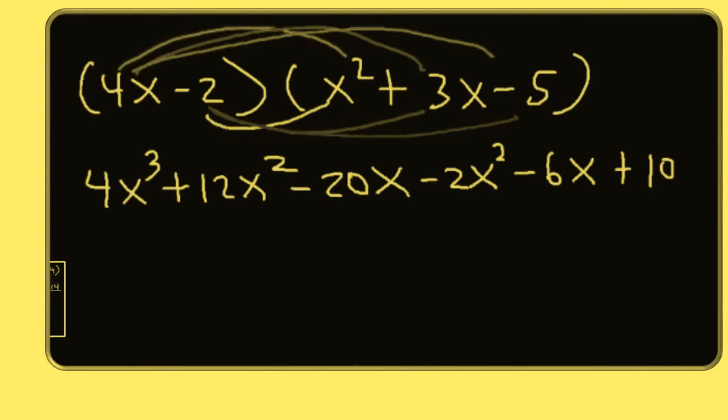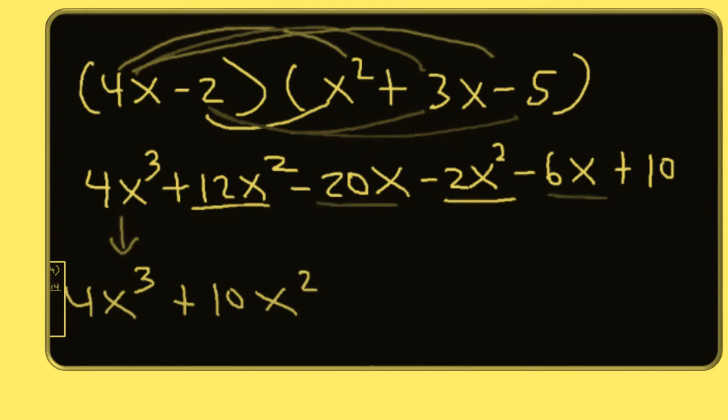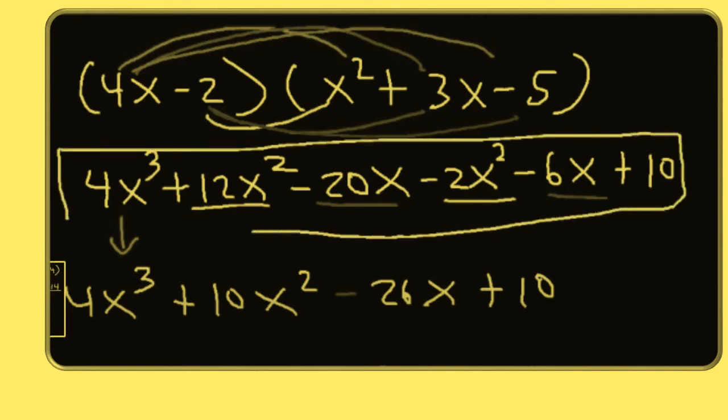Now let's go ahead and combine like terms. It is always good to double check your work. So this term is one of a kind, so let us simply rewrite it. These two are like terms: 12 minus 2 is 10. And these two are like terms: negative 20 minus 6 is negative 26x, plus 10. But as you can see, before we combined like terms, notice that we have a total of 6 terms initially. Anytime you multiply a binomial by a trinomial, you will initially get 6 terms.